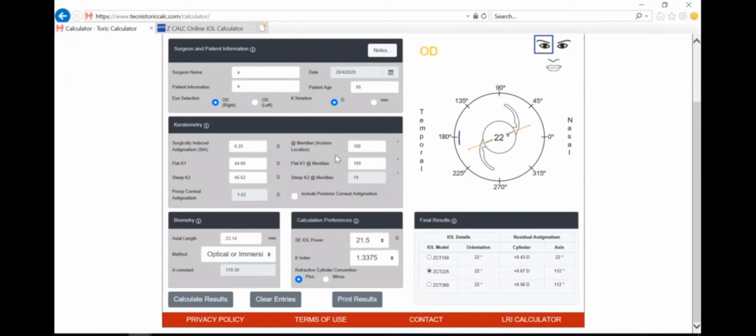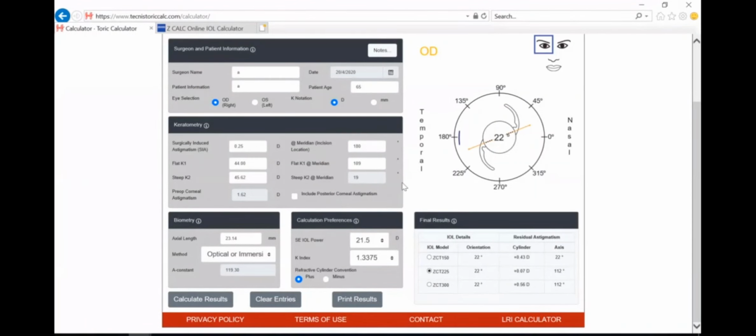If you look at this case here, the steep axis is at 19 degrees, meaning that this is already against the rule. Right, so this is showing against-the-rule astigmatism. So in this case, if the patient is already very elderly, this may have already shifted to against the rule. So they may not consider this for this patient. Right, so for younger patients, they may consider that.